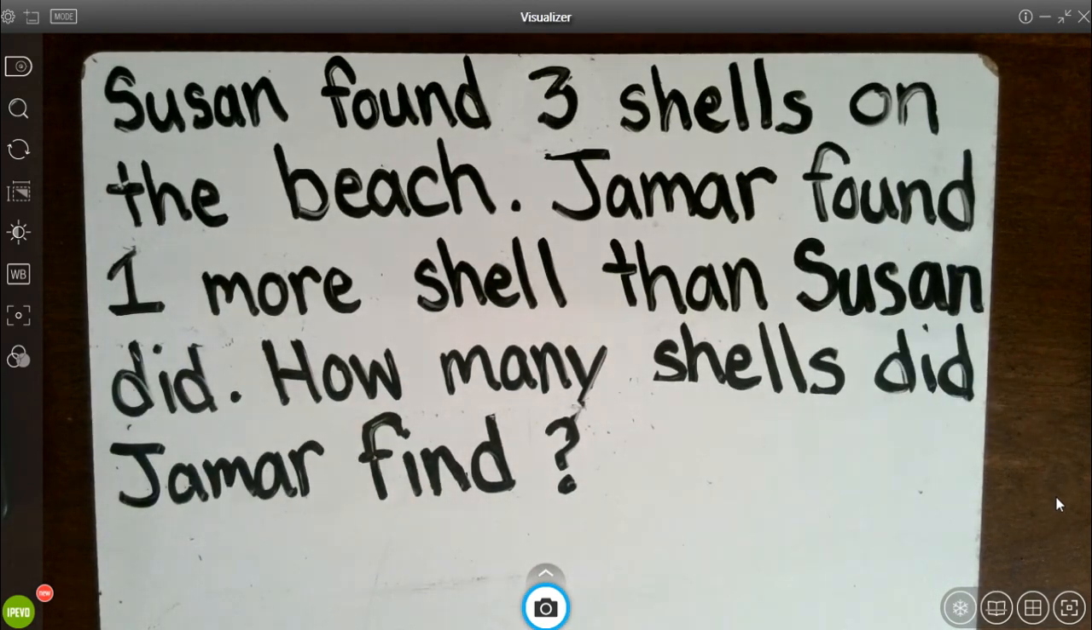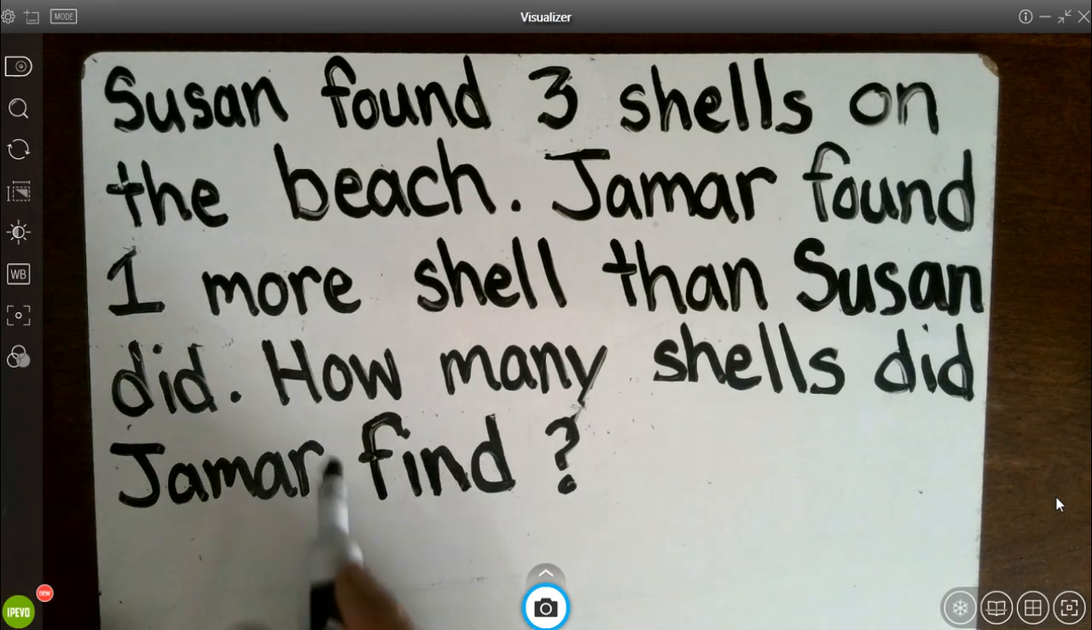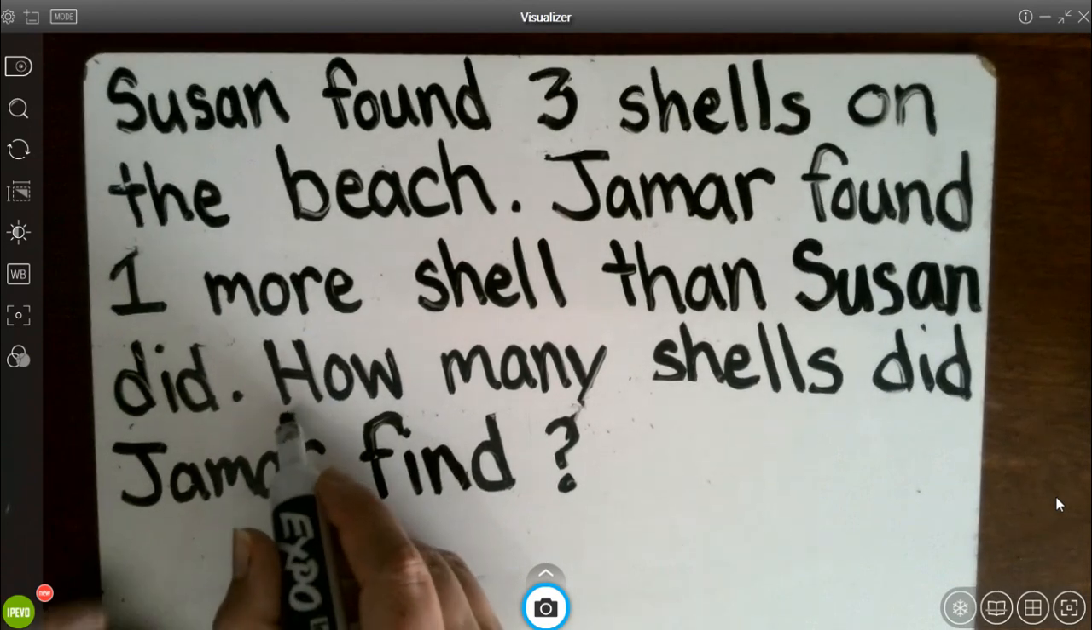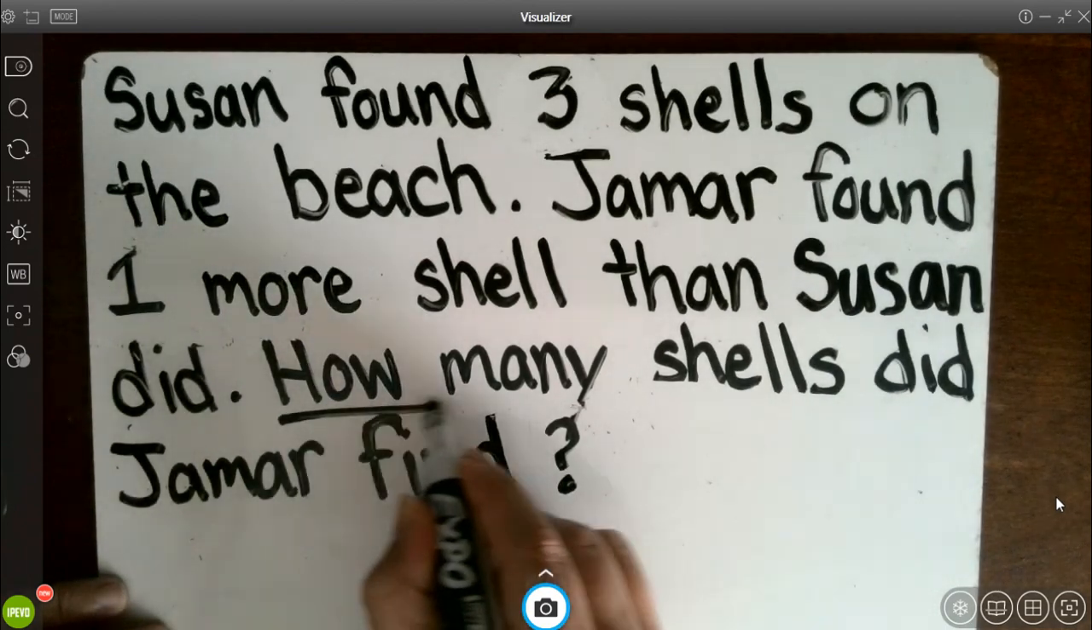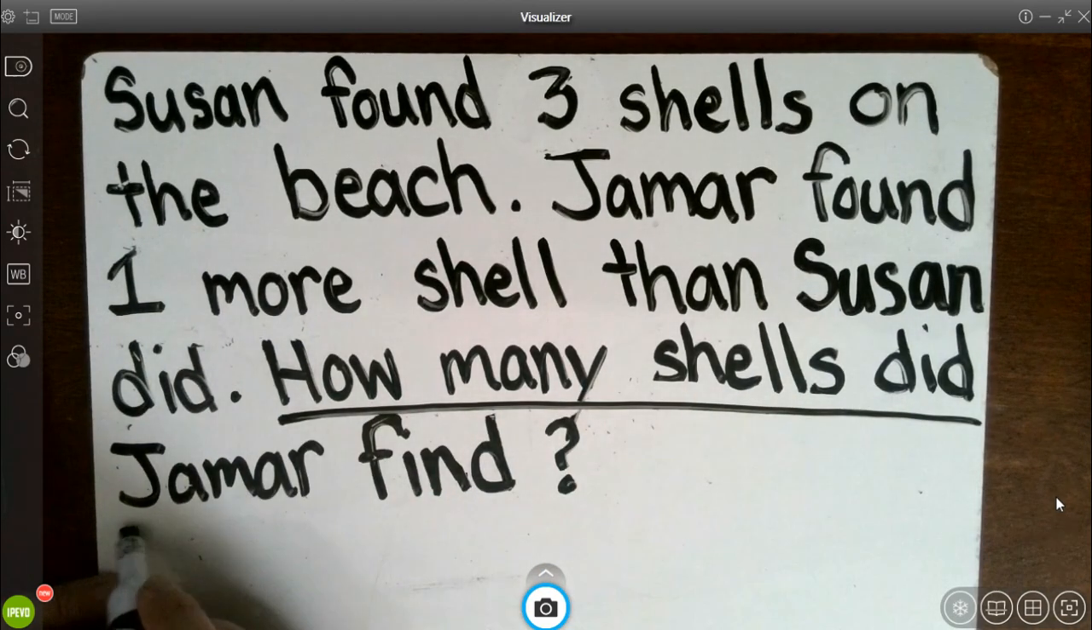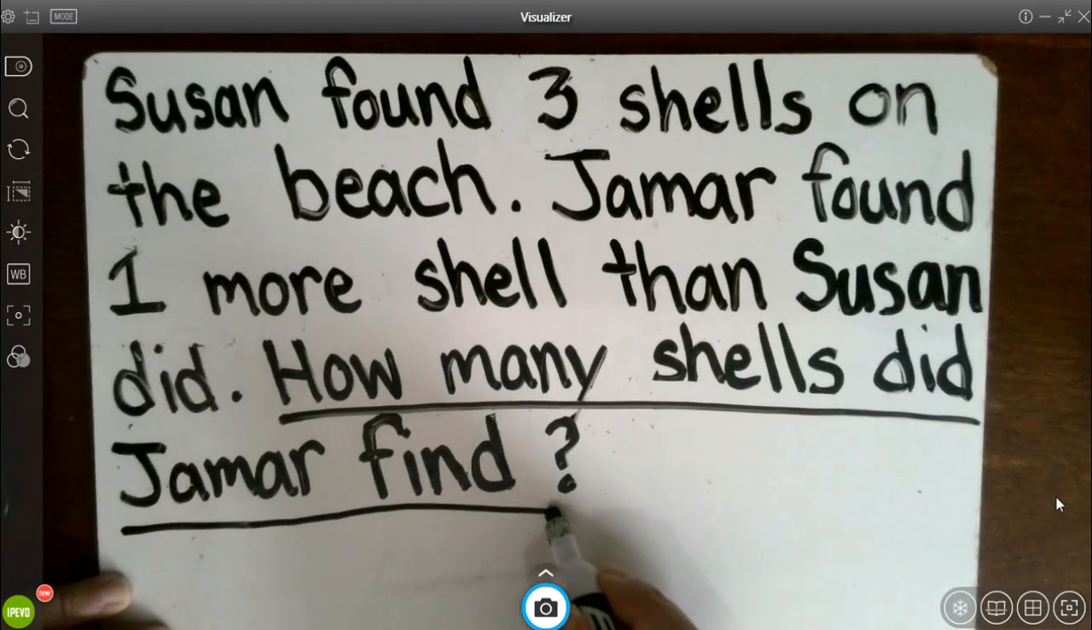Okay, now that we've read the problem, let's underline the question. Let's underline what we need to find out. So we need to find out how many shells did Jamar find?